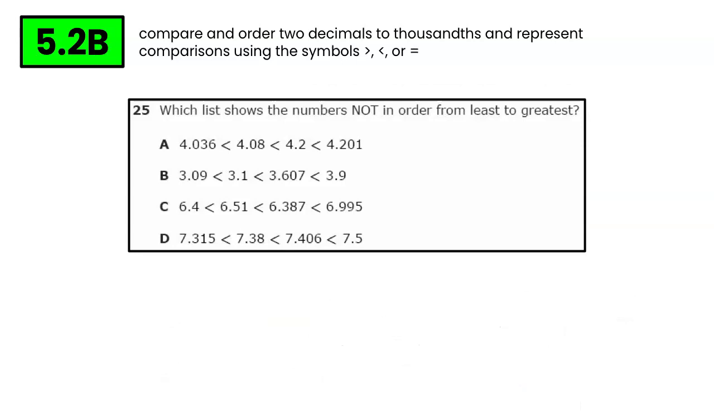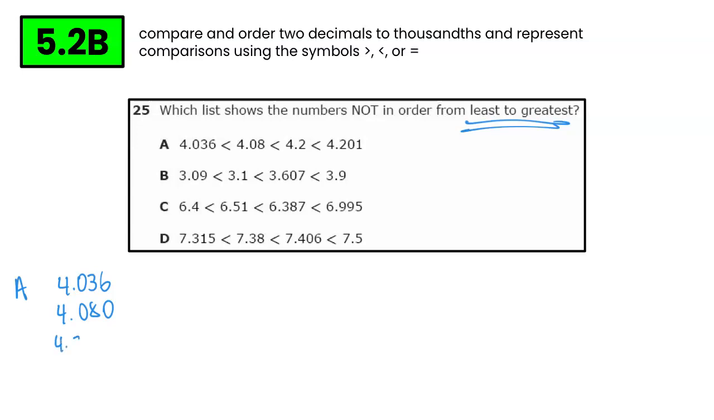Looking at this STAAR released item, we want the list that does not show the numbers in order from least to greatest. And so what we're going to do for each answer choice is a strategy of writing the numbers vertically and then also taking them out to the thousandths place so that we can correctly compare them. Starting with the first answer choice, we have 4.036. We have 4.08 as the second number, but we're going to go ahead and add this last zero for the thousandths place so that we can compare to the thousandths place.